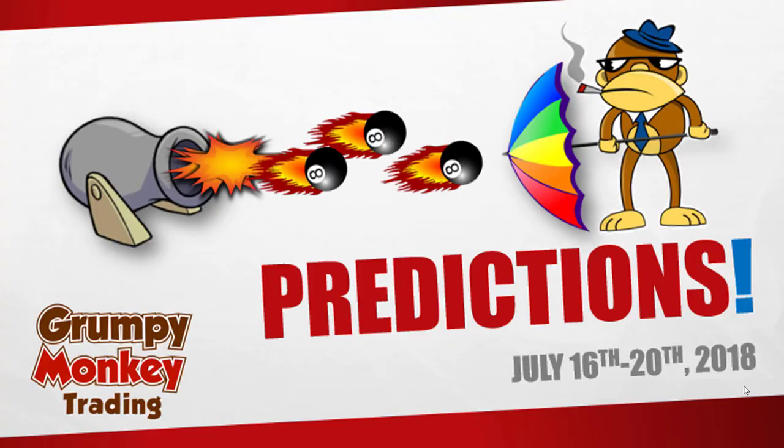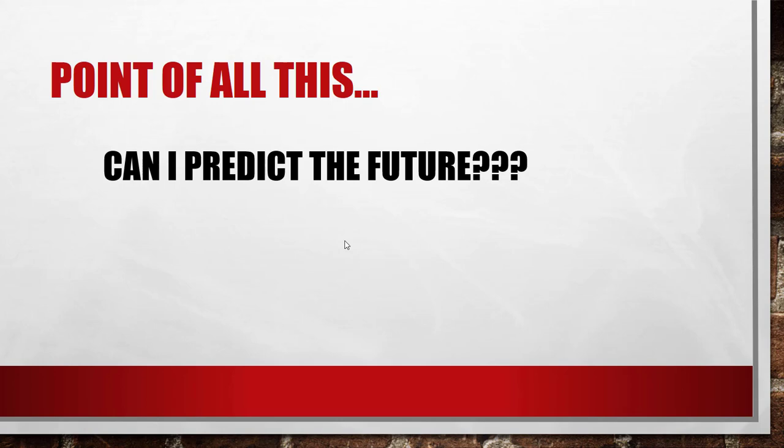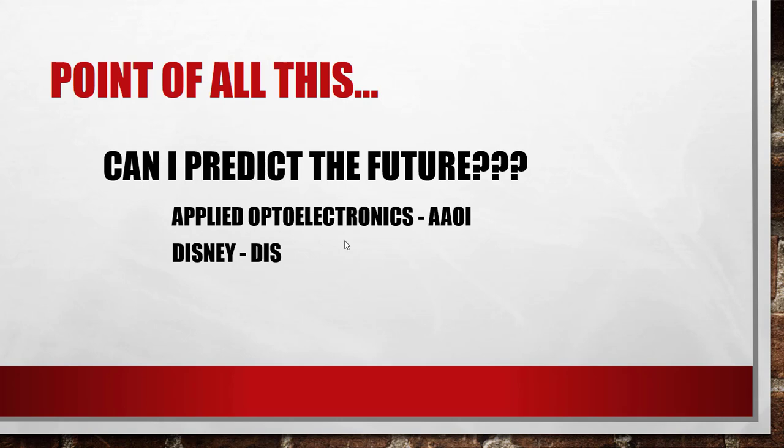What's predictions about? The point of all this is pretty simple. I want to predict the future, or at least a reasonable approximation of it, using technical analysis, but projecting it into the future. So I'm working on an algorithm to take different stocks and try to see into the future against support and resistance, against different oscillators and technical indicators, and really see what shakes out. The first one I'm looking at today is Applied Optoelectronics, AAOI, as well as Disney, DIS. I've run them through the system, and I wanted to take a look at them.